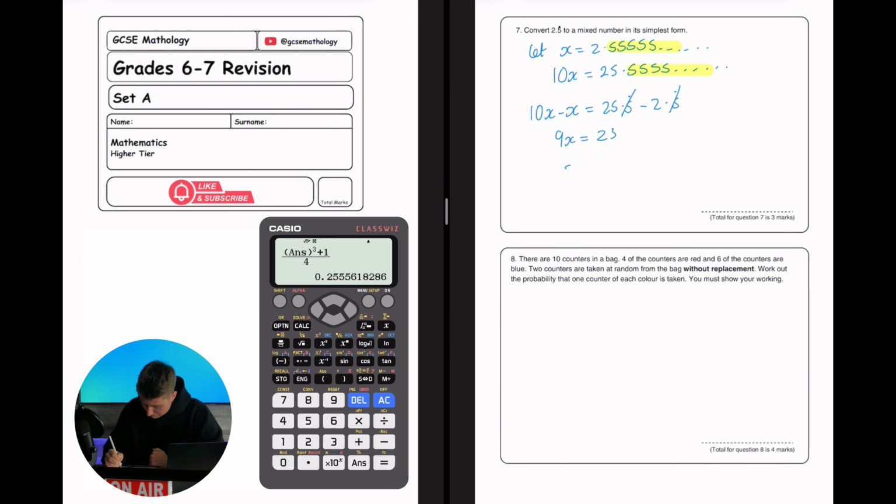And now we solve for x. X is equal to, dividing both sides by 9, 23/9. So that is our final answer.